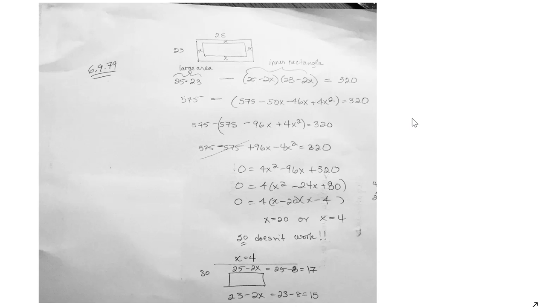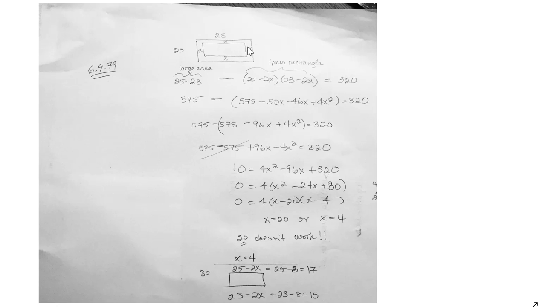So this particular one was one where the original dimensions were 25 by 23. We're going to put in that little walkway around it, but we still wanted to have the area of 320 square meters. So if that's the case, we start off by saying, okay, what's the full area? Length times width, 25 times 23. That's my original area, hence the 25 times 23 that we see here.